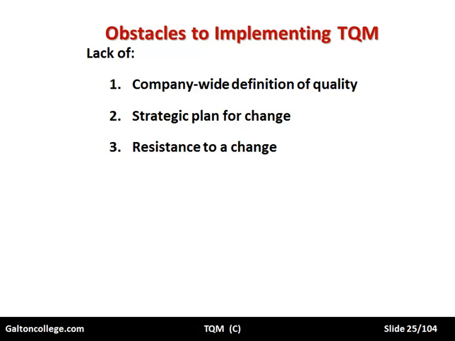And look at the resistance to change, because that's an obstacle to TQM. People like to continue doing what they're doing. They're used to it, they're familiar with the whole process. They don't want change. People resist change. They like a routine. So how can the resistance to change be overcome? How can management deal with that?